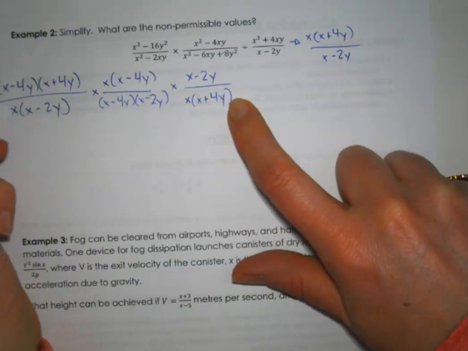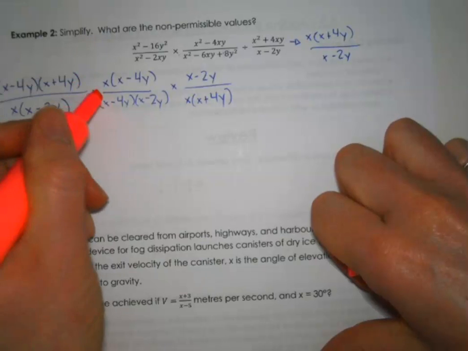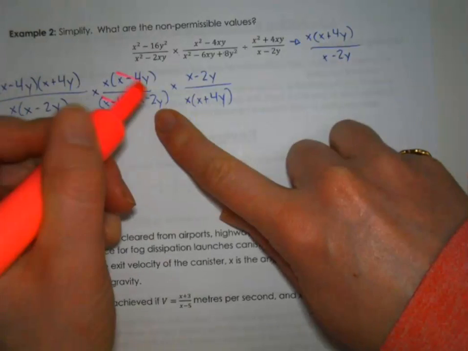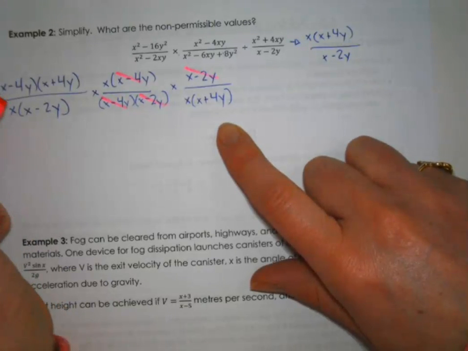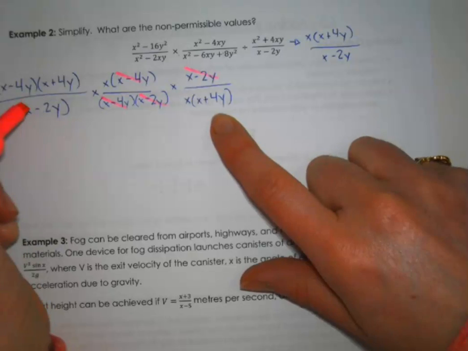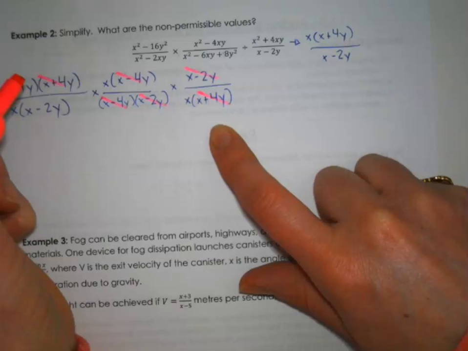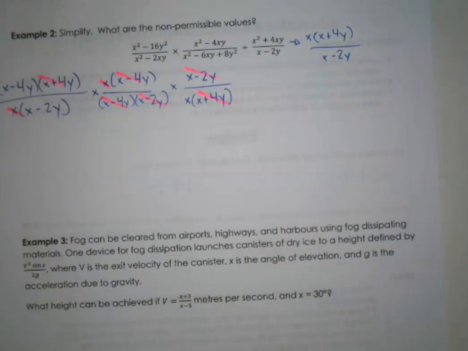Okay, so x minus 4y, actually I'll grab my highlighter for this so it doesn't get confusing. X minus 4y, x minus 4y. X minus 2y, x minus 2y. There is an x minus 2y here, but we've already used them. X plus 4y, x plus 4y. And we also have just a single x being multiplied here and there, so we could cancel those two out. We still have that one there, but that's okay.